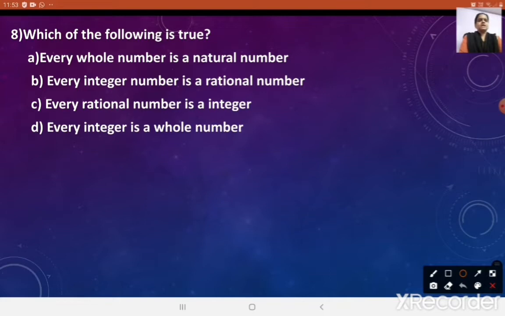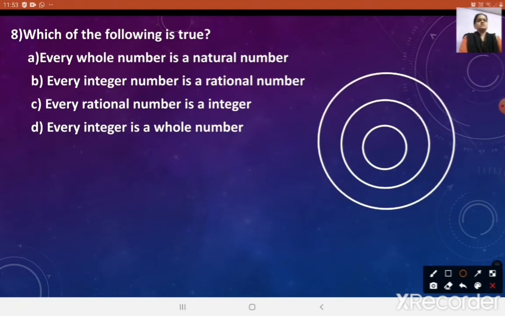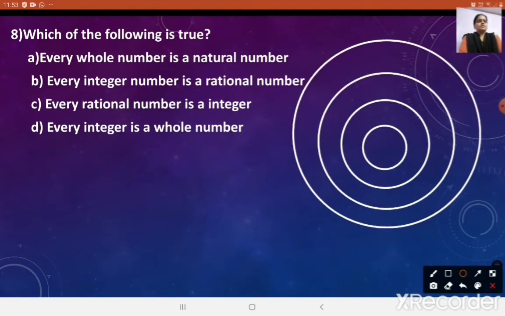Yes. Do you remember I have explained you with the circles? Let me explain once again. See here, the innermost is natural number, then whole number, then integers, and then rational numbers. Correct? So do you remember how to remember which statement is true? Always from the innermost to the outermost the statement is true. That means every natural number is a whole number, every whole number is an integer, every integer is a rational number. Now look at our options.